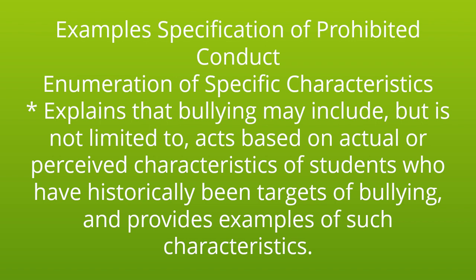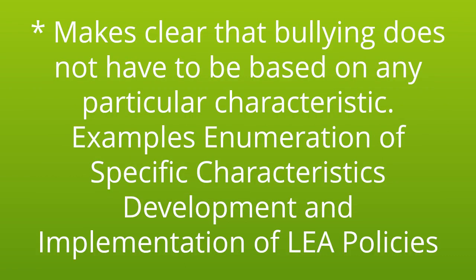Enumeration of specific characteristics. Explains that bullying may include, but is not limited to, acts based on actual or perceived characteristics of students who have historically been targets of bullying, and provides examples of such characteristics. Makes clear that bullying does not have to be based on any particular characteristic. Examples: enumeration of specific characteristics.